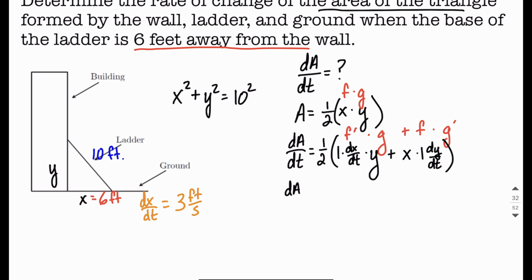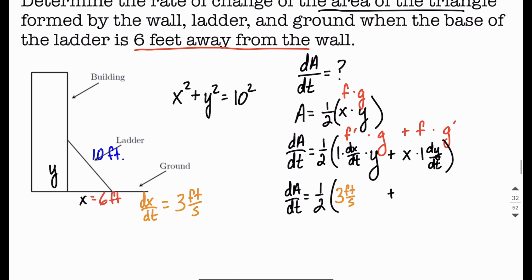Now it's still going to be dA/dt on the left-hand side. That's just going to kind of come along. I'm going to drop the 1 because it's multiplied by some other stuff. What else can we fill in though? Well, we know dx/dt is 3 feet per second, so we can fill in for that. We don't know what y is right now, so we're going to have to find that in a second. So I'm going to skip it for right now.